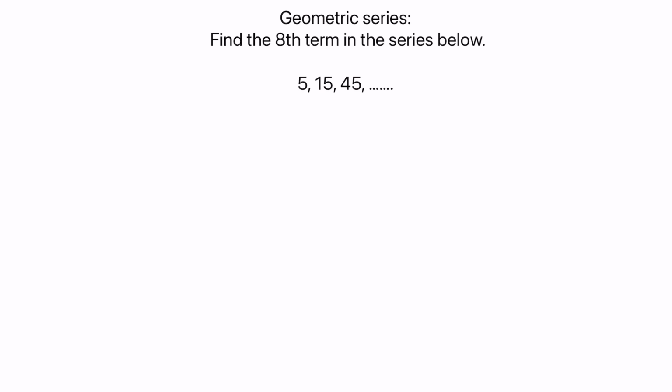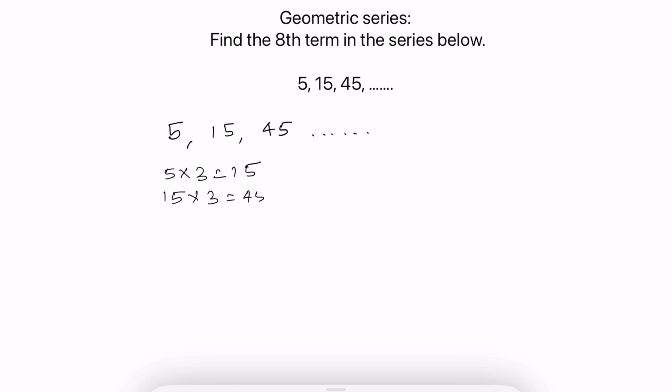So here we see a new series where we have the numbers 5, 15, 45, and we have to find the 8th term in the series. Now if you look at these numbers, it follows a specific pattern. The relationship between these numbers is 5 into 3 equals 15, and then 15 into 3 is equal to 45, and similarly if we solve this problem we'll have to find the 8th term.